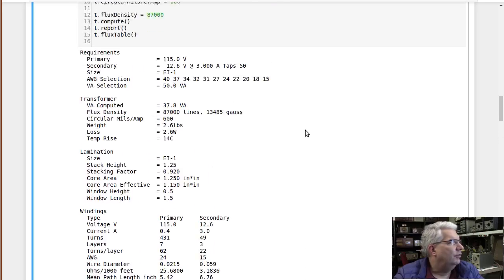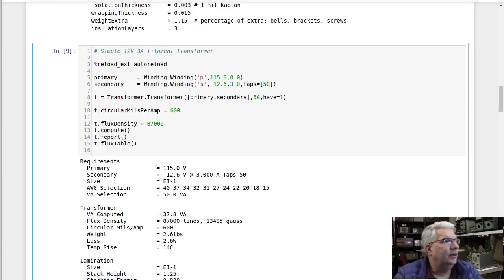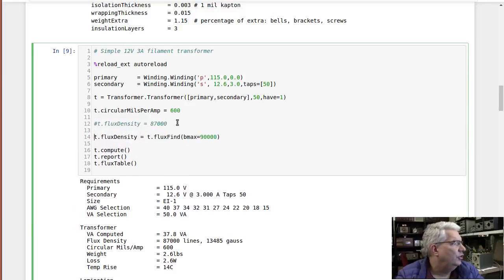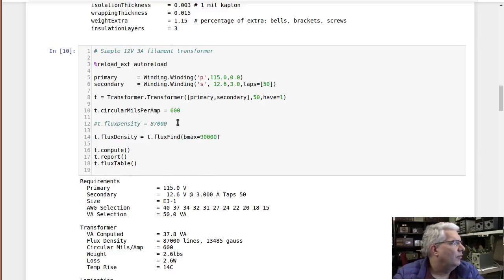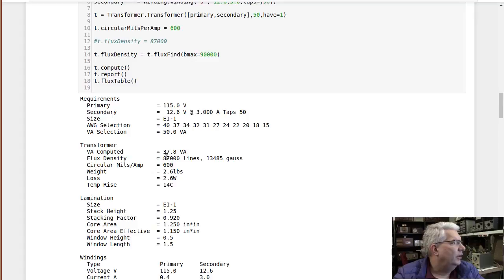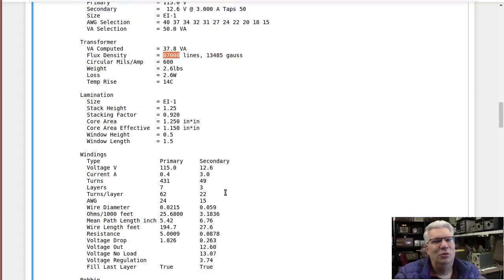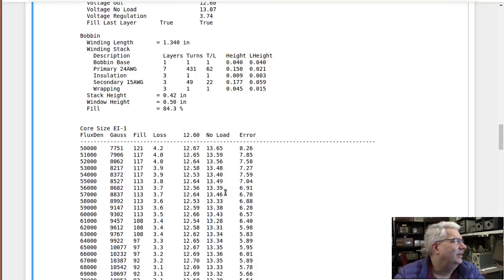There's one additional function here called Flux Find, which I talked about. You can put in Flux Find right here, and it will find the optimal choice of flux density for this particular design. If you go down and look, it turns out that it picked 87,000. We'll see why this is more important in this next example.